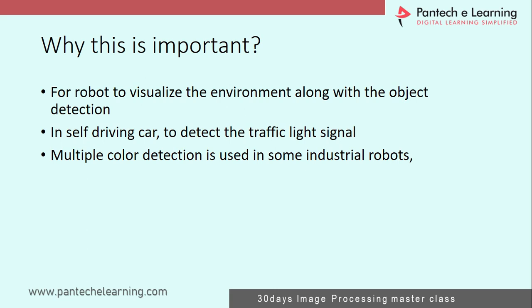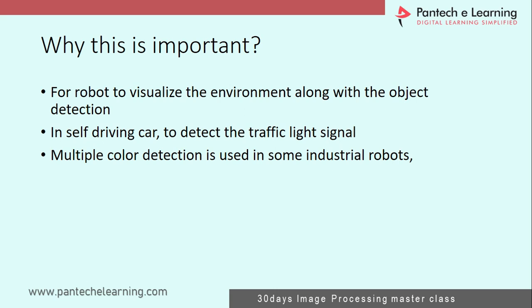So first of all, for a robot to understand the visual world, it must visualize the environment along with object detection. Every day, with every concept, I mention one thing: object detection is very important for computer vision. This is the basis of computer vision, right? That is why I say it every time. So for color detection, it is very necessary for a robot to visualize and understand the environment along with object detection. What about the next thing?